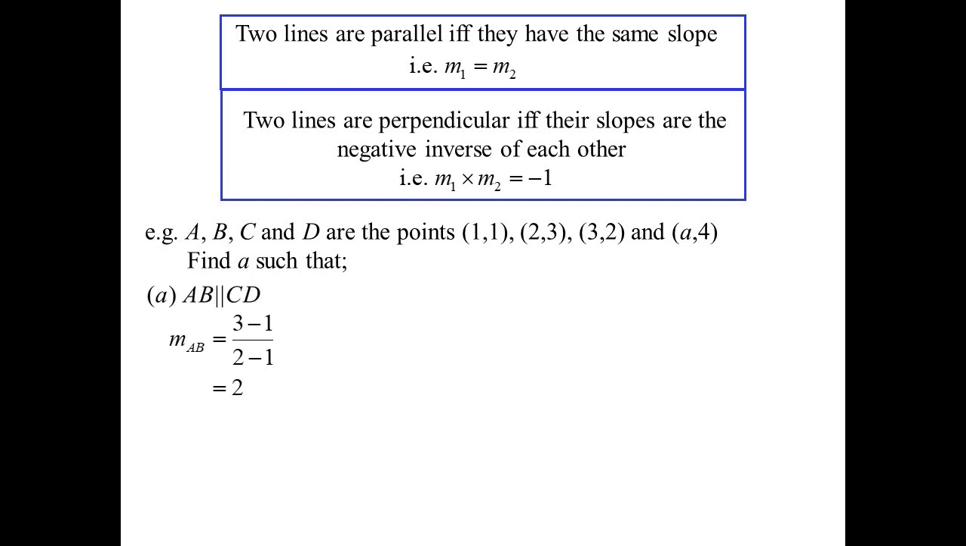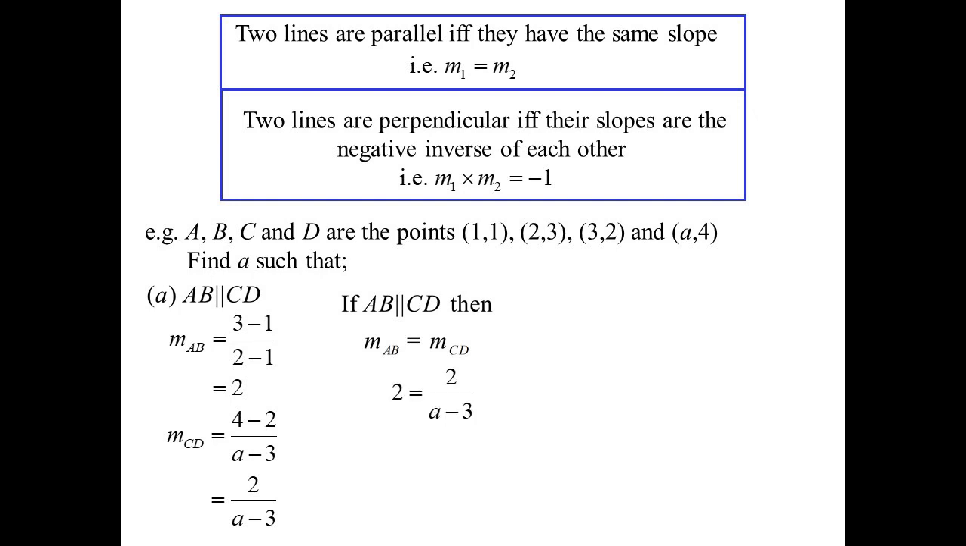Well, slope of AB is 2. Slope of CD is 2 on a minus 3. But we know that if they're parallel, then the slopes are the same. So 2 will equal 2 on a minus 3. So a on a minus 3 must be 1. a is 4.